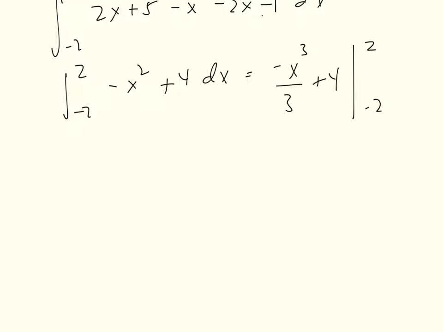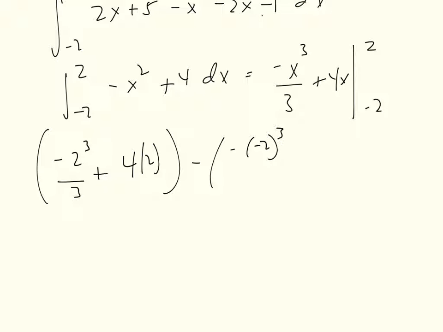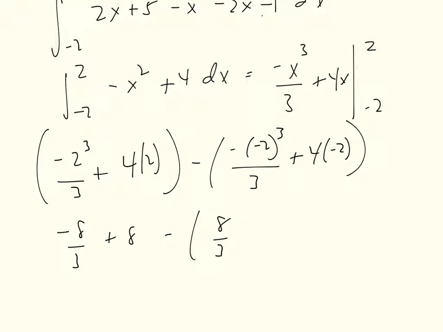Okay, so when we plug in 2, we have negative 2 to the third over 3 plus 4x. So 4 times 2. And from that, we're going to subtract the negative of the negative 2 to the third over 3 plus 4 times the negative 2. We get negative 8 thirds plus 8 minus negative 8 thirds minus 8. You're going to need to distribute this negative again to each term.